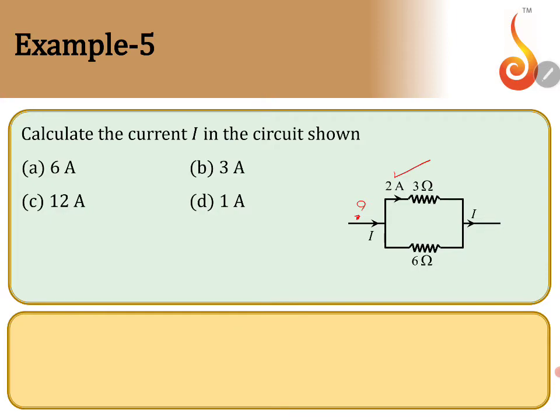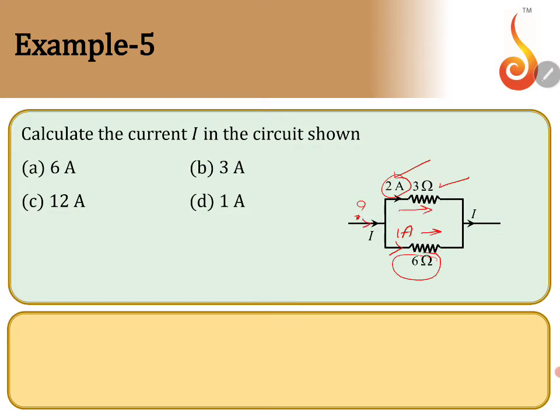So you can make a comparison directly, you can solve this. If 2 amps of current is going through the 3 ohms, how much current might be going through the 6 ohms? It is exactly half of the current flowing through the 3 ohms, which is nothing but 1 amp. So the current 2 amp and 1 amp is going through these two sections.